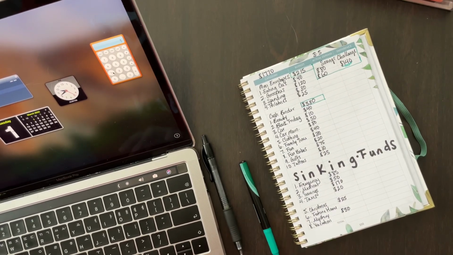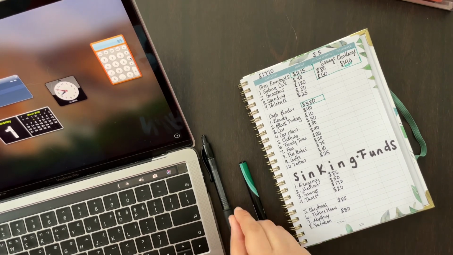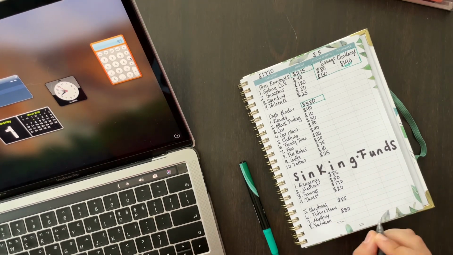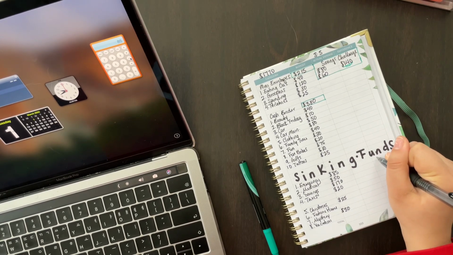Okay. So let's subtract everything now. Minus 215, minus 140, and 380. Okay, so we're left with 1,035. And I'm gonna take away this $85. So that means that I'm stuffing 1,035 into my sinking funds, and I'll write that here off to the side somewhere.